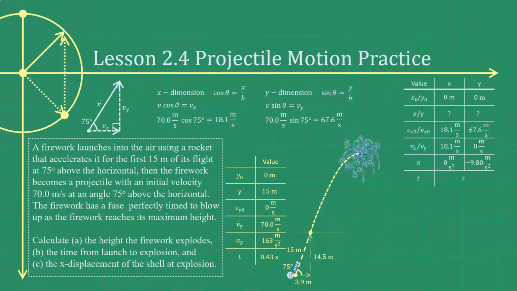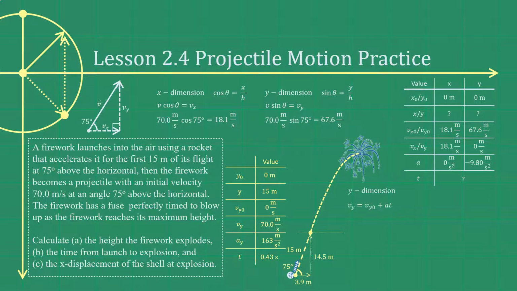All right, now looking at this, I know equally the same number of variables in the x dimension as the y dimension. And that tells me that I can probably start solving in either dimension, whichever one I choose. I'm going to start in the y dimension. And in the y dimension, I need to find my time and the final height.